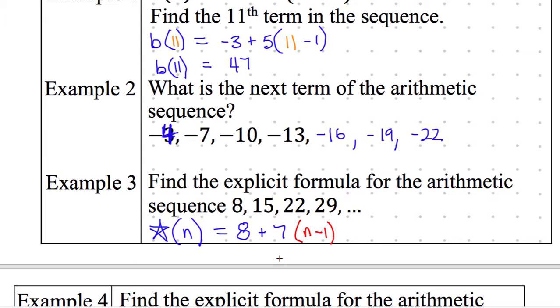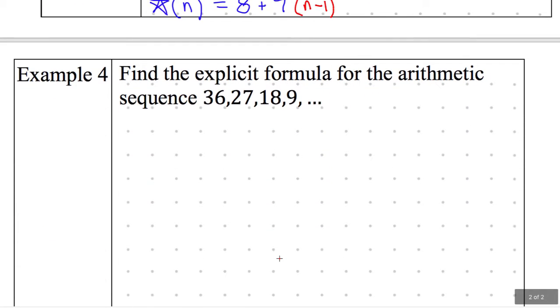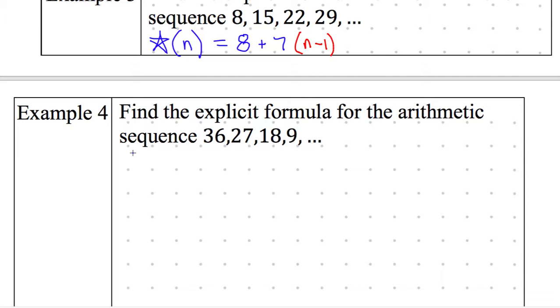You think you can do another one? Let's try it. Example 4 on the back. Daisy, you're going to do this whole one for us. Choose a symbol or a letter or something. Heart. All right. Heart of n is equal to what? Oh, I'm sorry. 36. 36? Yep. -8. Right? Is it 8? Wait, is it 8? 18 to 9? 9, sorry. Yep. -9 times n-1. There it is.